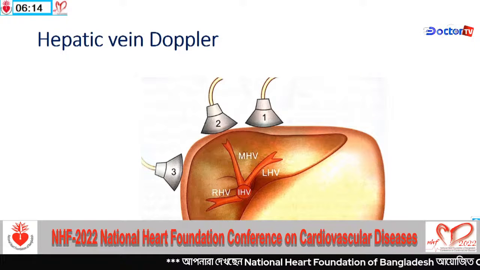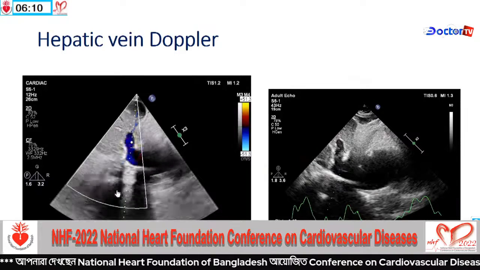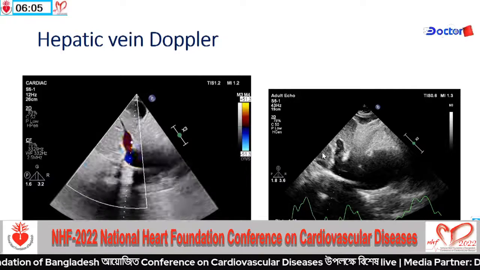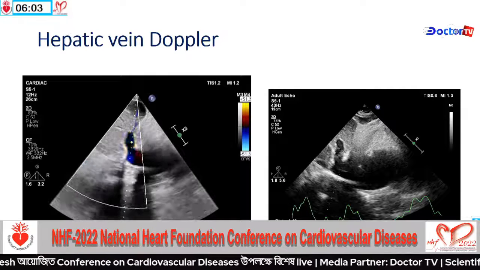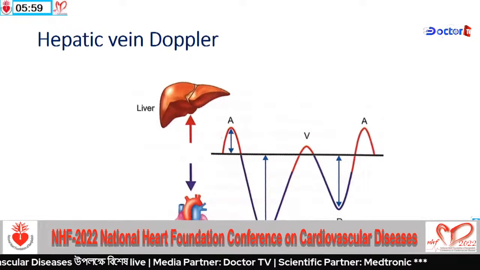We will usually take the medial hepatic vein, and this is the medial hepatic vein showing, and you can measure this medial hepatic vein diameter. You can also put a pulse wave Doppler in the medial hepatic vein. This will give some wave patterns. It is mainly the negative wave patterns.